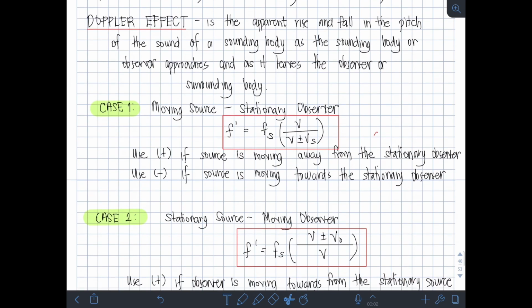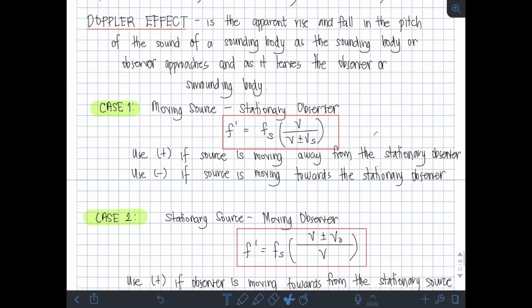So, meron tayong case 1. So, meron tayong moving source at stationary observer. So, yung formula natin is F prime is equal to F sub S times V over V plus minus V sub S. So, meron tayong sign convention, right? So, gagamitin daw natin yung positive if the source is moving away from the stationary observer at negative if source is moving towards the stationary observer.